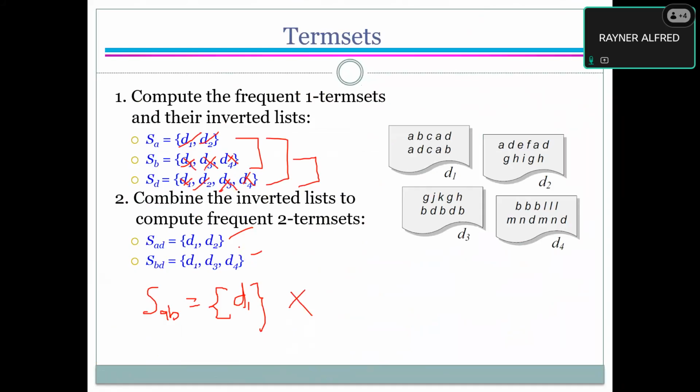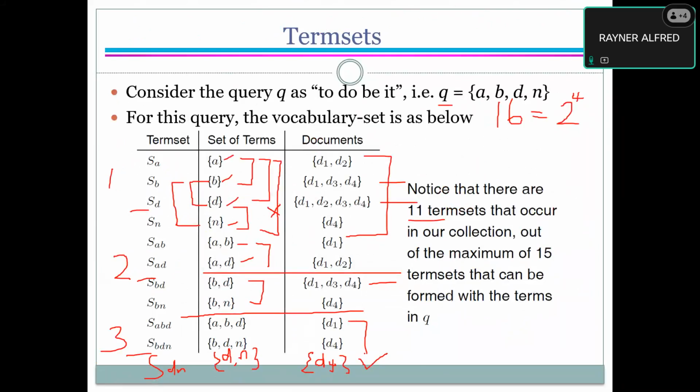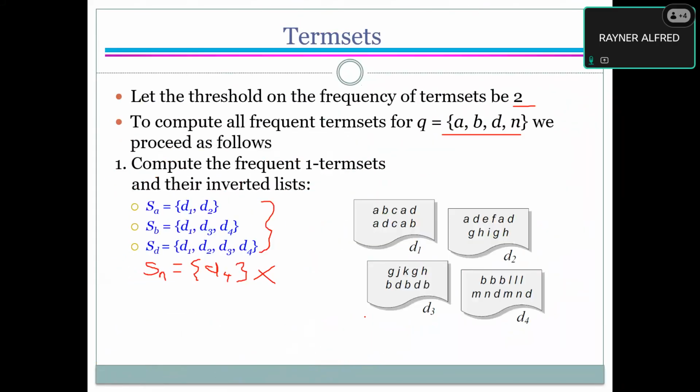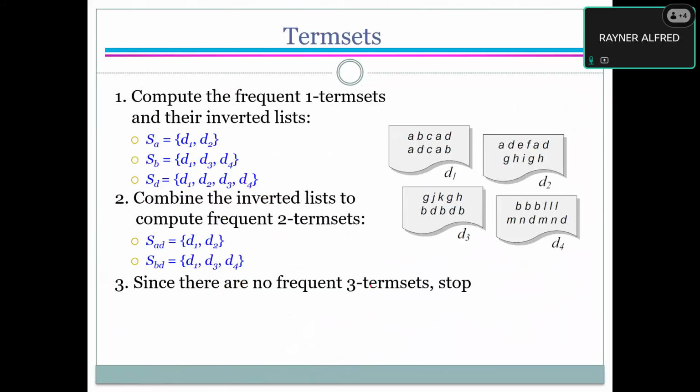Okay, and then the next one will be 3 term set. If you go back here, the 3 term set is this, but they are not having 2 or more documents consisting of them. So our term set is only up to here. We stop here, as there are no frequent 3 term sets. So these are the frequent term sets that we have: A, B, D, AD, and BD.